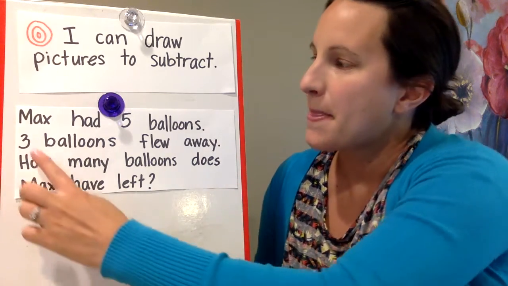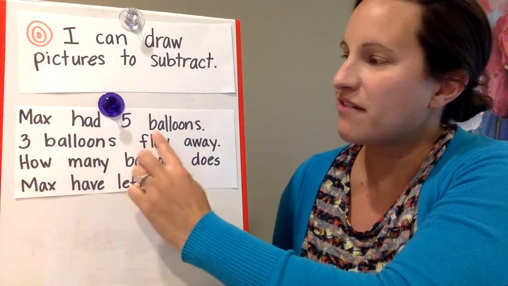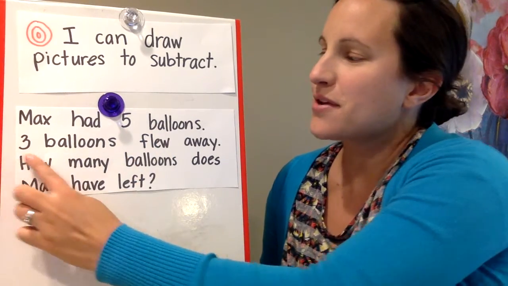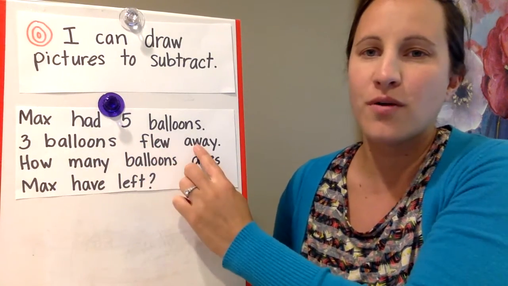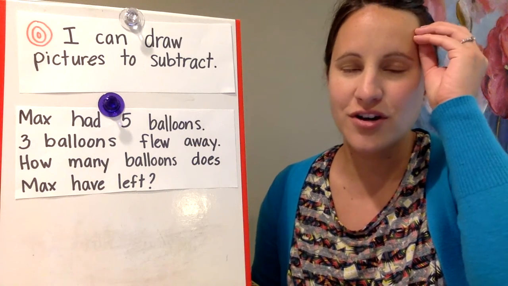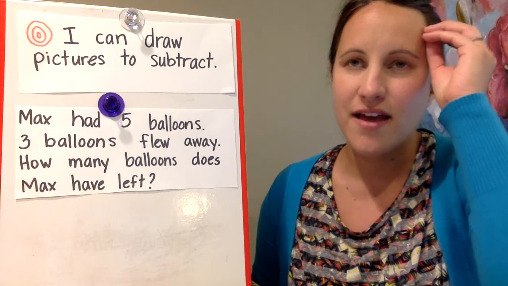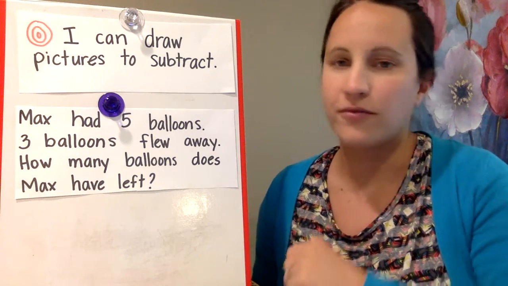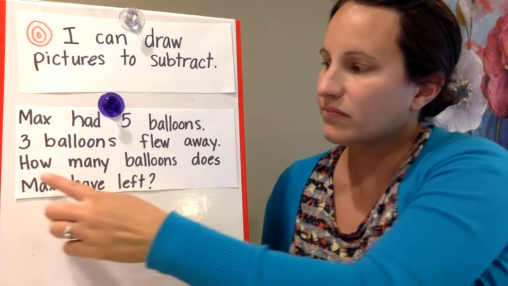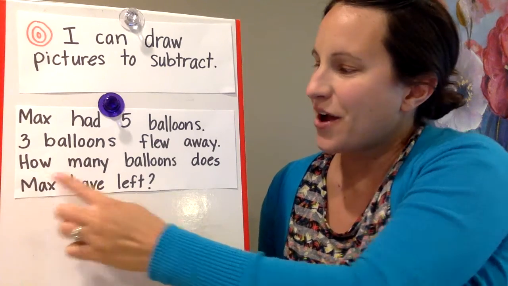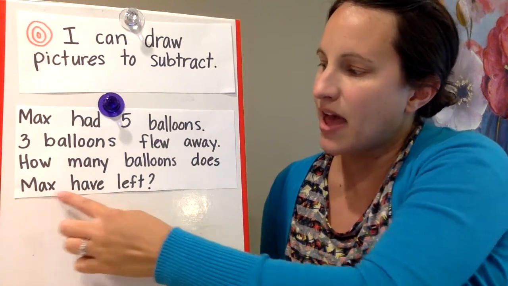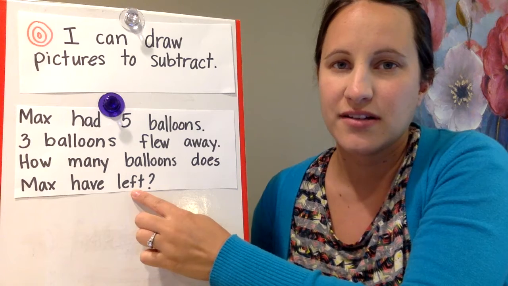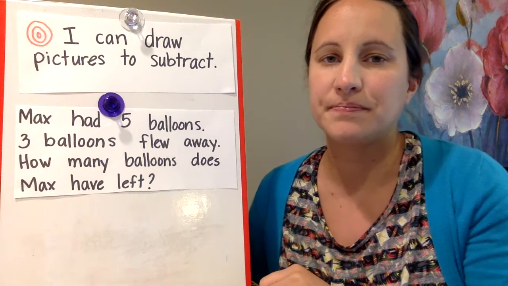It says, Max had 5 balloons. 3 balloons flew away. So make that picture in your mind, visualize it. He had 5 balloons and then 3 flew away. And our question says, how many balloons does Max have left? How many does he have now?